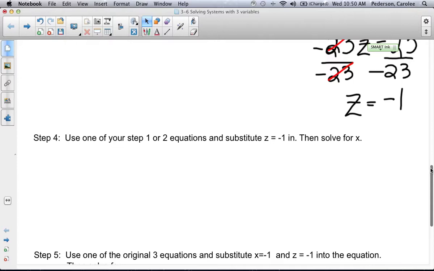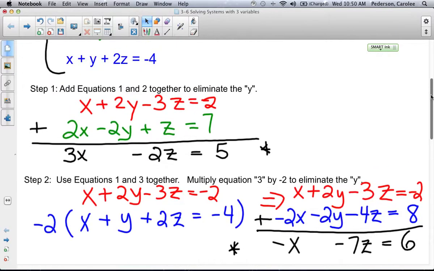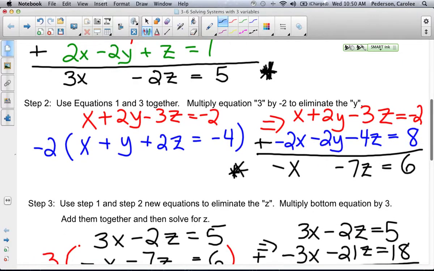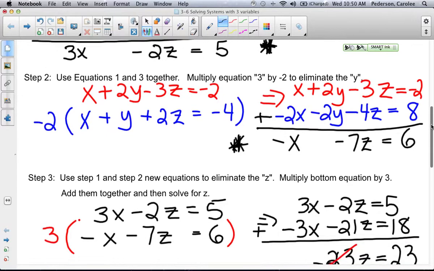So let's go on to step 4. Step 4 says use one of your step 1 or step 2 equations and substitute z in, or negative 1, and then solve for x. So what I'm talking about is either use this black equation or this black equation and substitute negative 1 in for z. So I'm going to just use the step 2 equation.